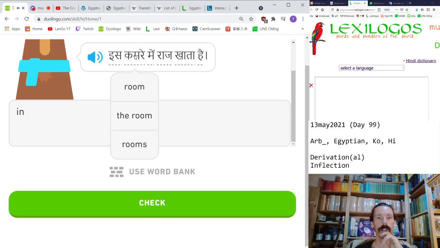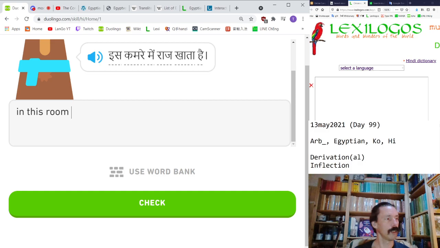Okay. Wait, what is the "is" for this? Oh, that's kind of nice. You just take off the two letters at the beginning of this and you get the Hindi. So I wonder if this is specifically plural. Say in this room. Exactly. I'm going to guess that it's singular, and if it turns out to be plural, I'll owe you a Coke. In this room, Raj eats. Raj eats in this room.